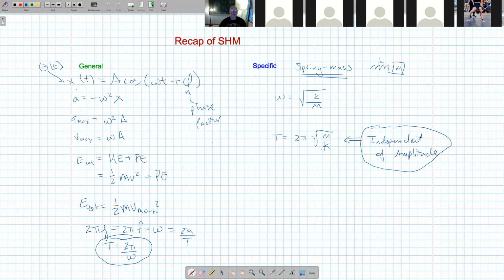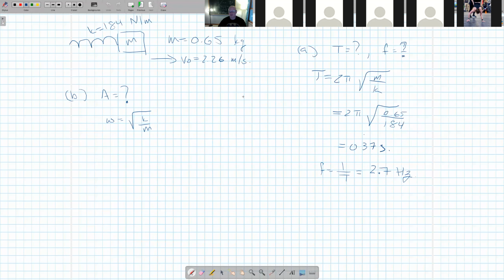Going back to our problem, do we know the maximum velocity? Well, yes, we do. That is just the v0. The initial velocity is the maximum velocity because initially our system is at equilibrium. We know there's no acceleration, and it has the maximum amount of velocity there.